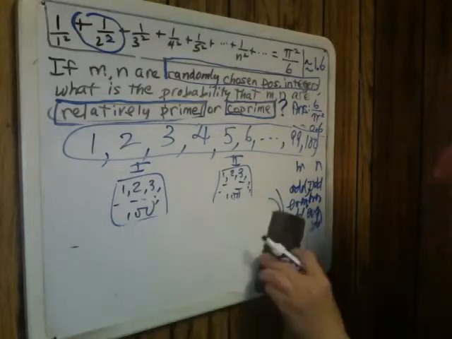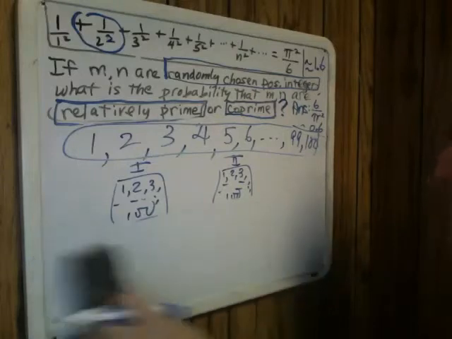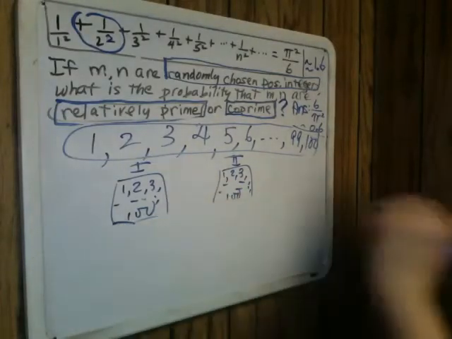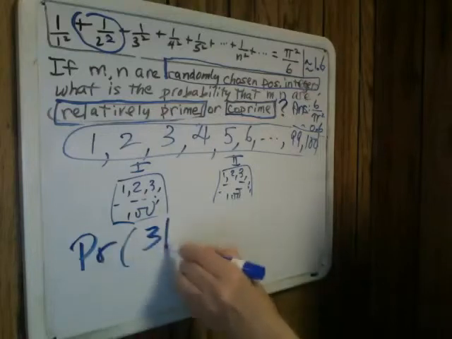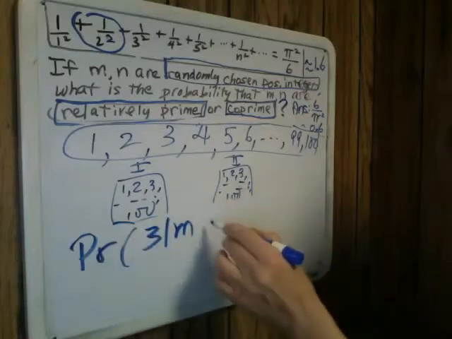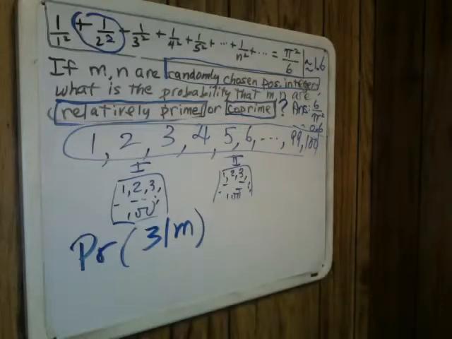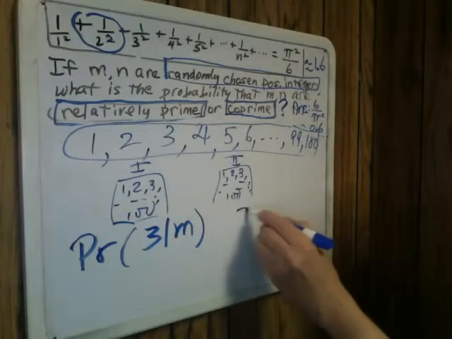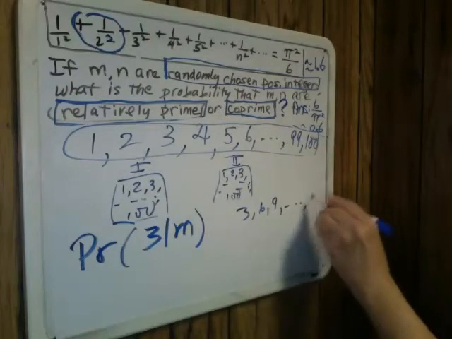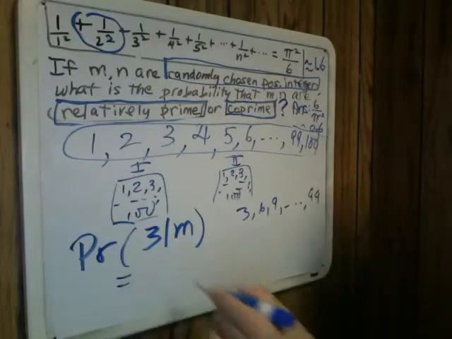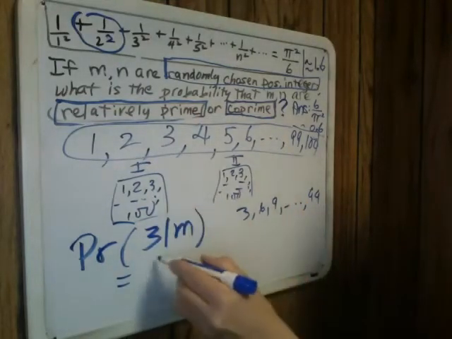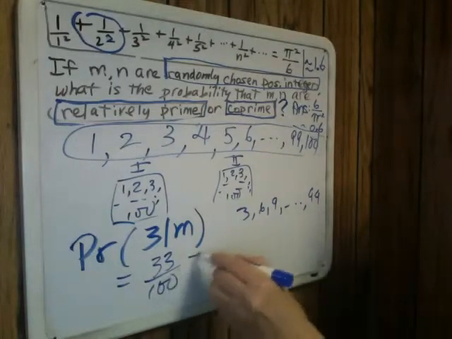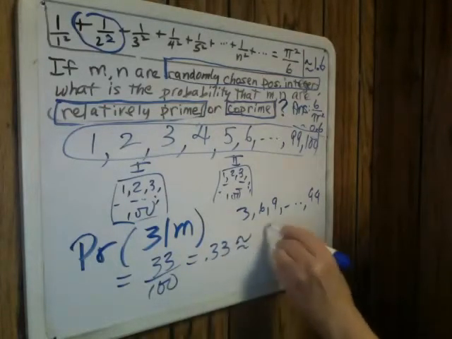Let's look at 3 now. So for 3, what is the probability that 3 divides the randomly chosen integer m from 1 to 100? Well, there are 33 multiples of 3: 3, 6, 9, up to 99. So the probability from this set would be 33 over 100, 0.33, which is approximately 1/3.